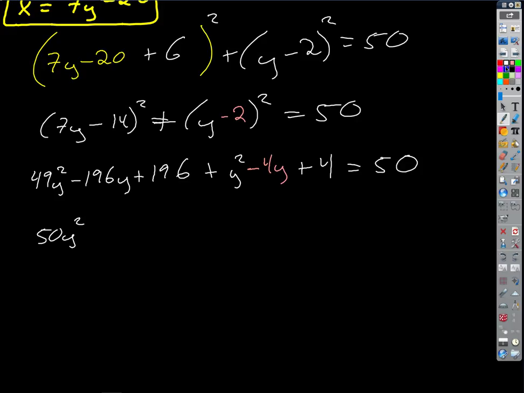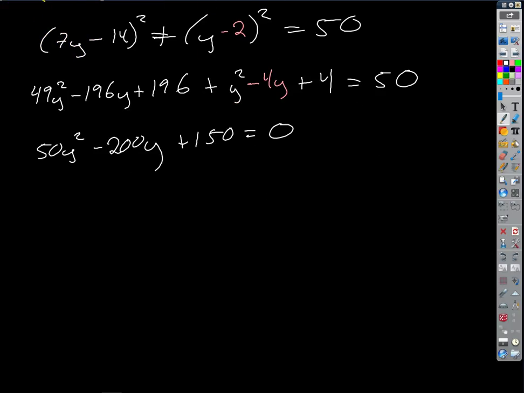Okay, so Sean, back to you then. So we got to combine these things. Negative 196y and negative 4y is negative 200y. Good. And then 196 plus 4, 200, minus 50. On this side, I'm going to subtract the 50 from both sides. 150. Okay, we could make that a lot easier. Can I divide both sides by something? 50, yeah, right. If I divide each term by 50, what do I get?